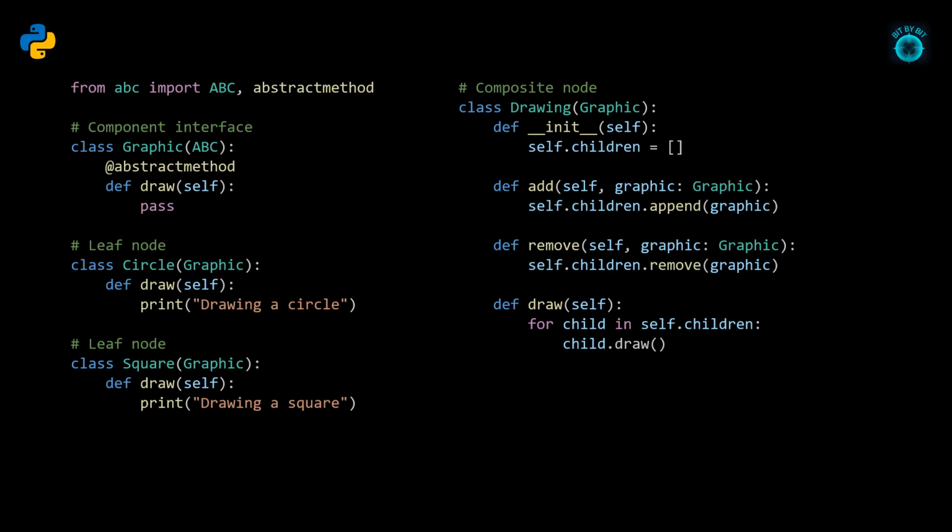This is an example of composition, where a class contains other objects of the same interface. The drawing object has a list of graphic objects, which could be circles, squares, or even other drawings. The add method allows us to insert new components into the drawing. The remove method lets us delete components. The draw method simply loops over all children and calls draw on each of them. This is how the drawing class delegates work to its parts, whether they are leaves or other composites.